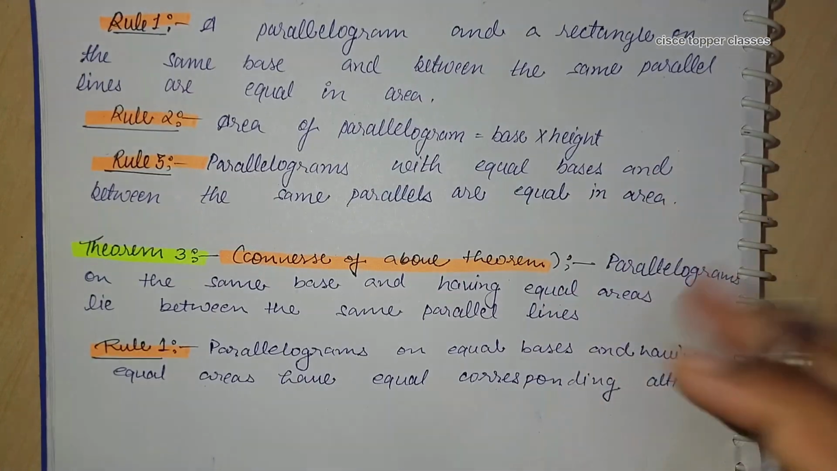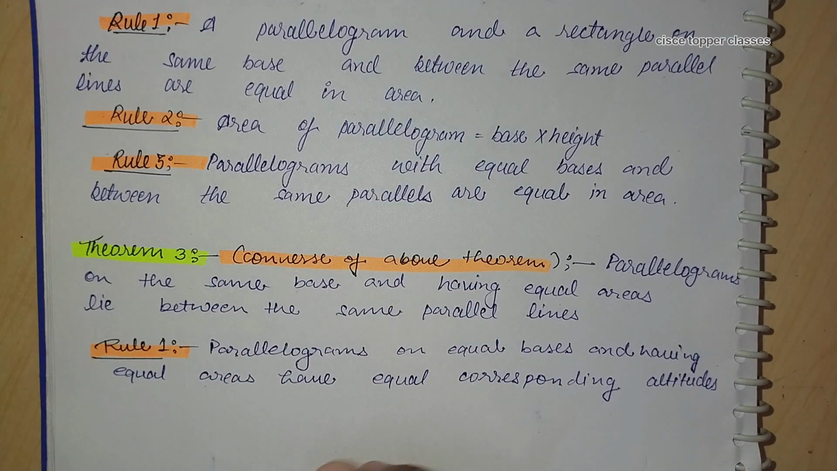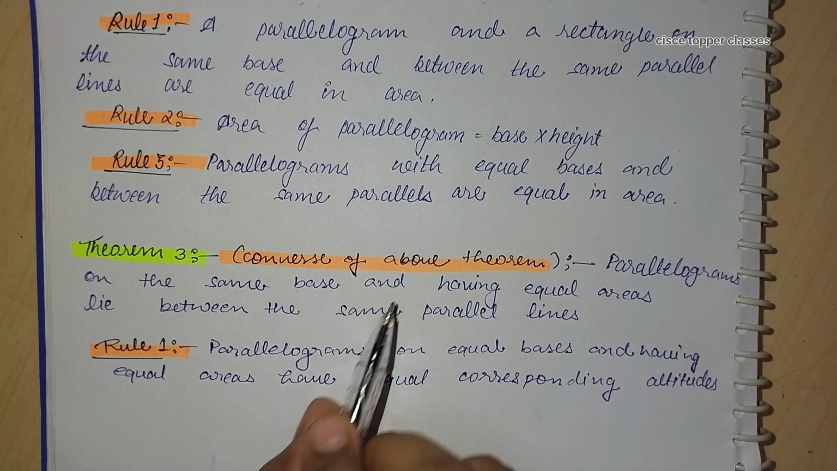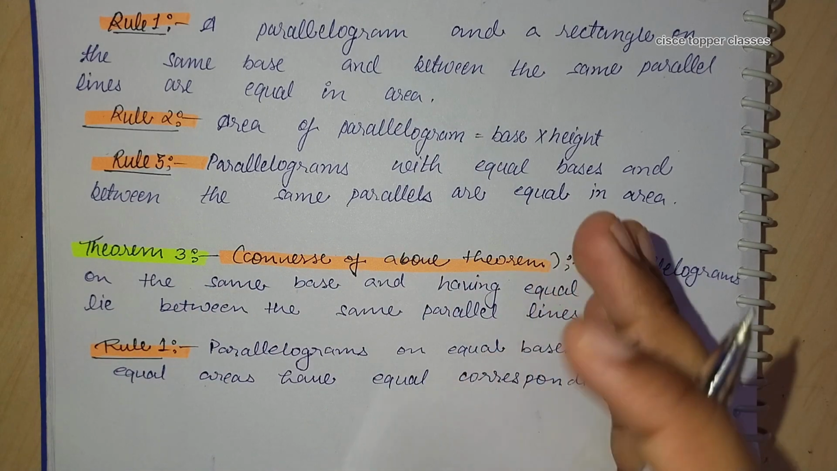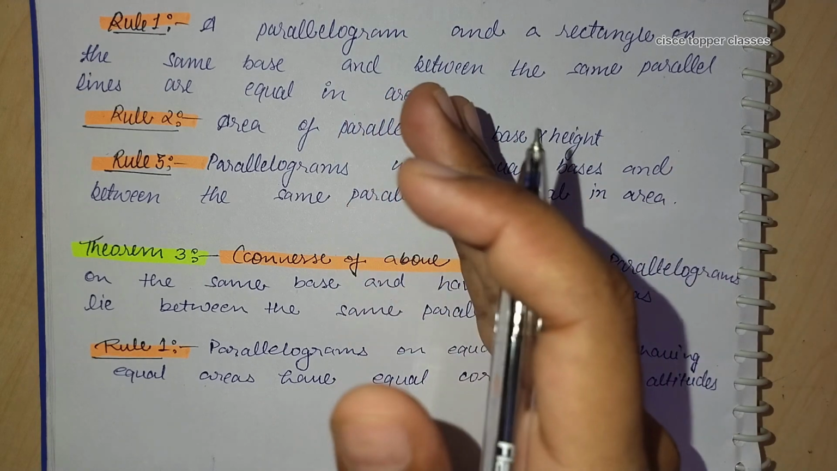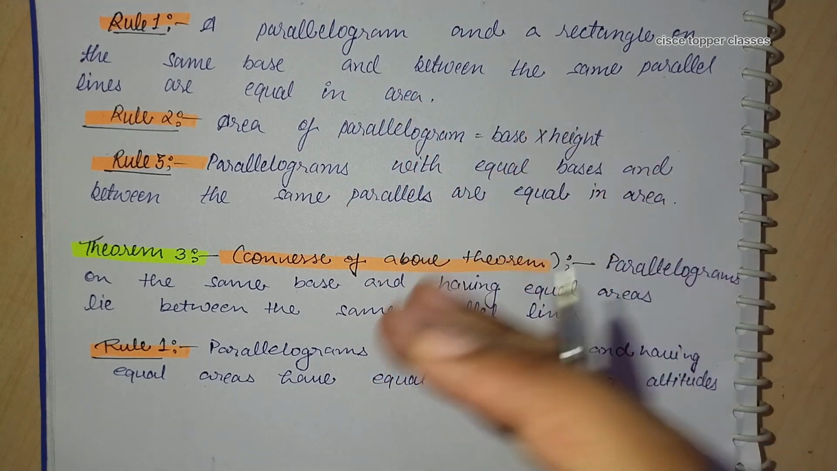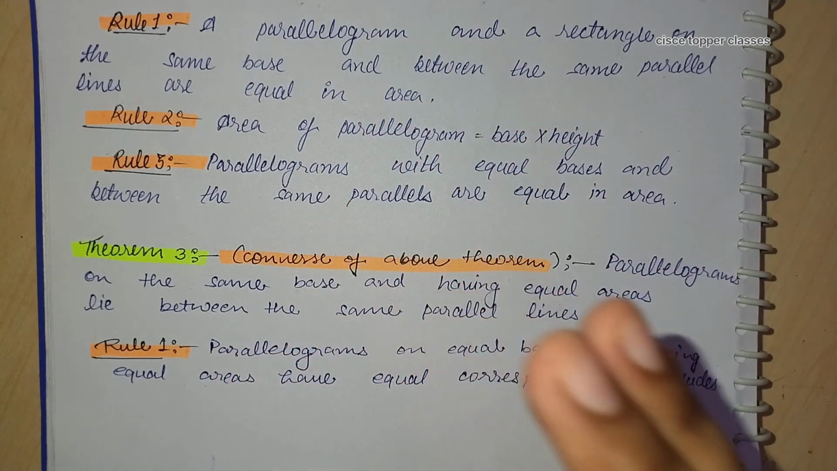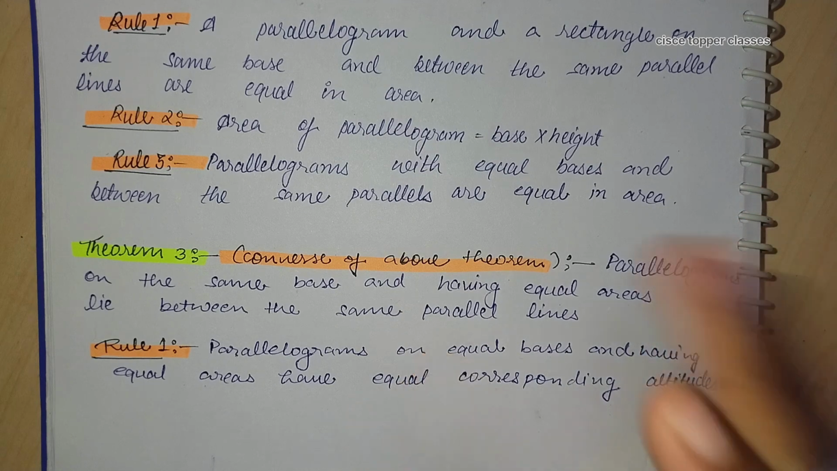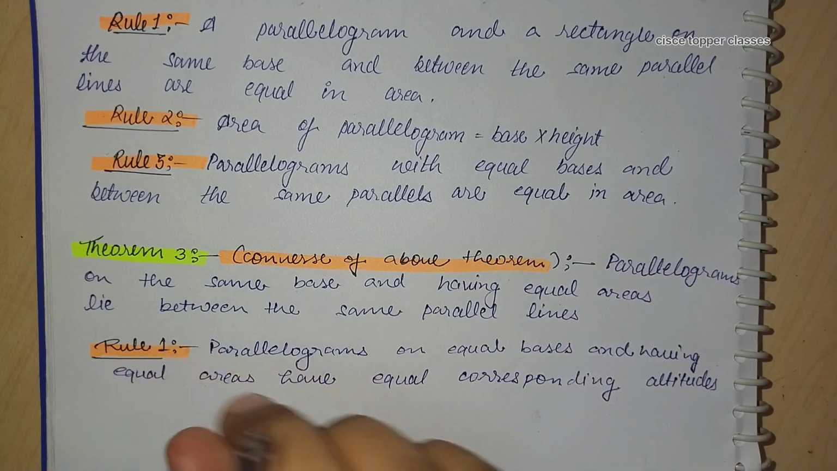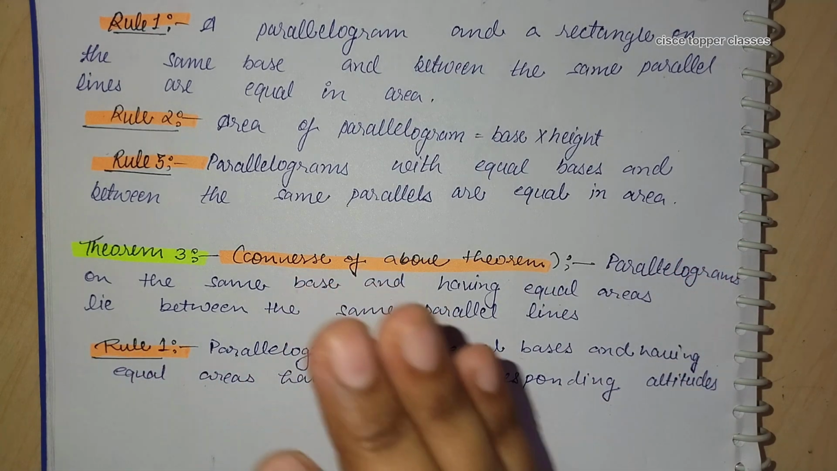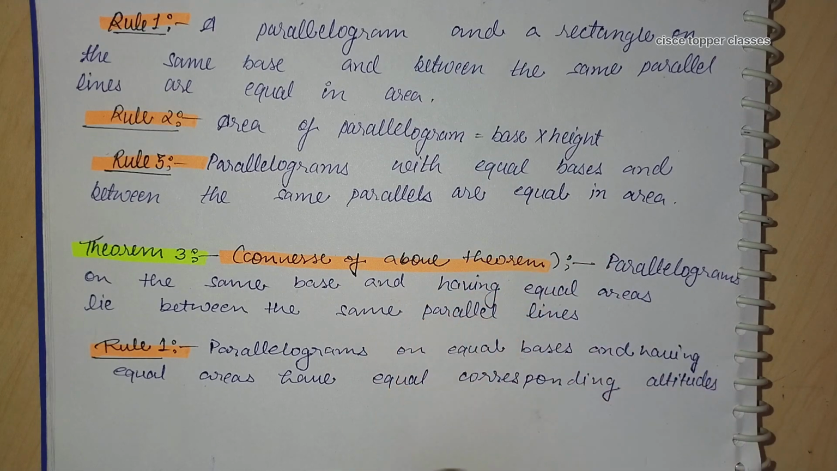Now we have theorem 3 here, which is the converse of the above theorem. Parallelograms on the same base and having equal area lie between the same parallel lines. In the previous one we have the same base and between the same parallel lines, then the parallelograms are equal in area, and now we have parallelograms on the same base and having equal area lie between the same parallel lines. According to that, we have concluded rules here.